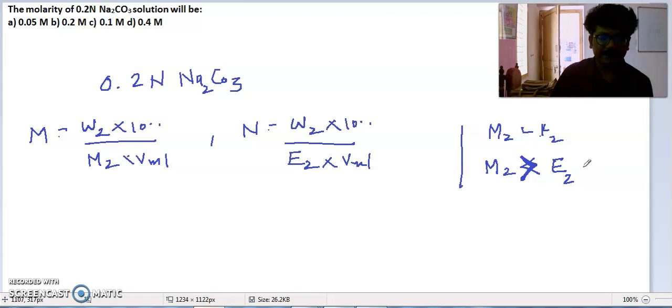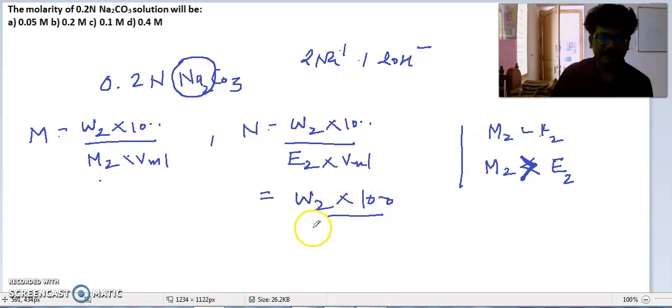But here it is not H plus or OH minus, but Na2CO3. When it gives 2 Na plus, it reacts with 2 OH minus. So here also we have to divide the molecular mass by 2. So here E2 can be written as W2 into 1000 divided by (molecular mass divided by 2), and that is nothing but 2 multiplied by molarity. Normality is 2 multiplied by molarity. So the normality is 0.2, so 0.1 will be the molarity.